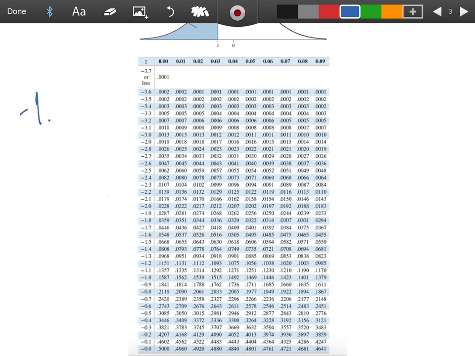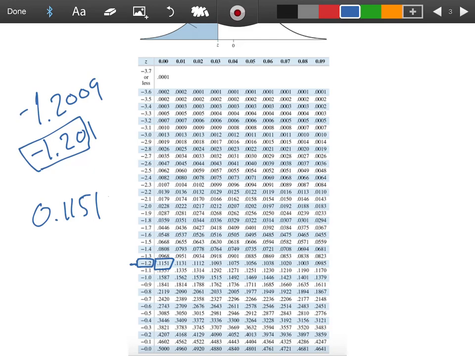So now I'm looking at negative 1.2009 or negative 1.201, which is still, this is as accurate as I can get based on my table. So here's negative 1.2 right here. And I want negative 1.20, so this number. So 0.1151.